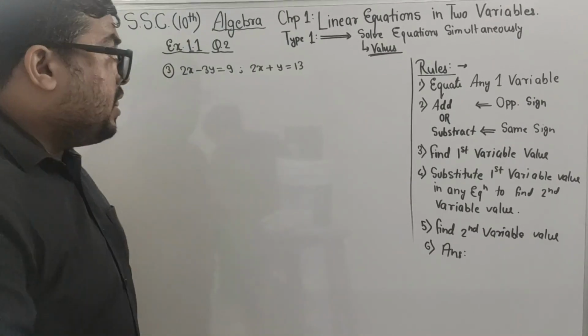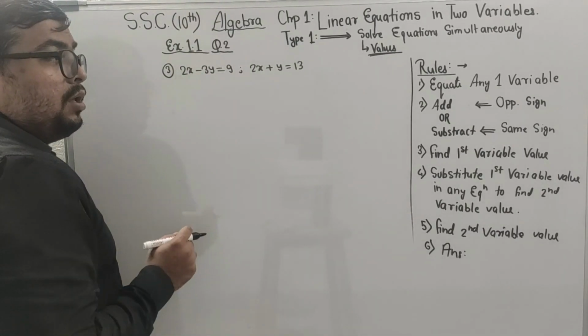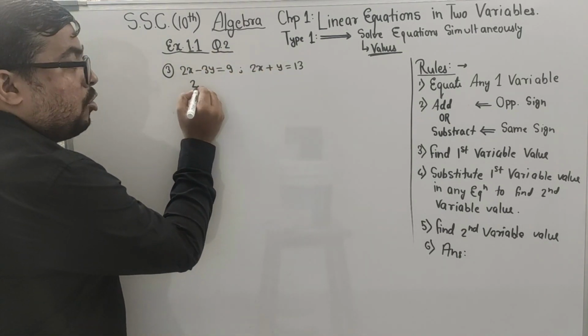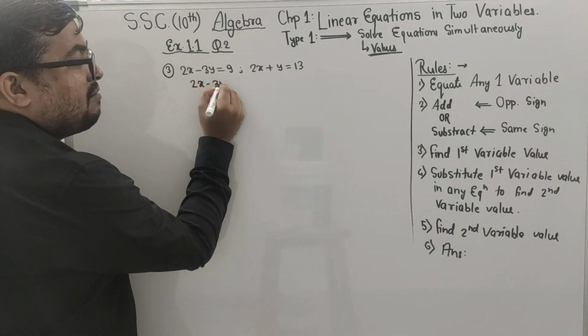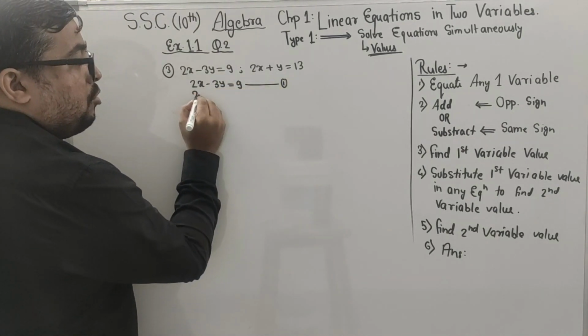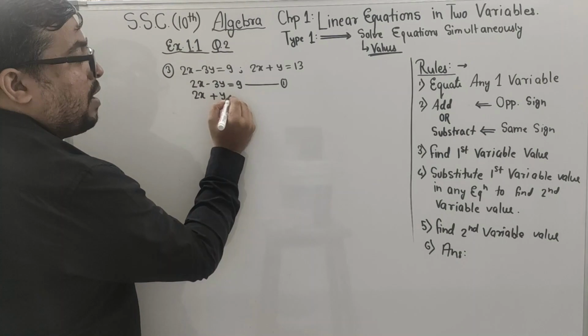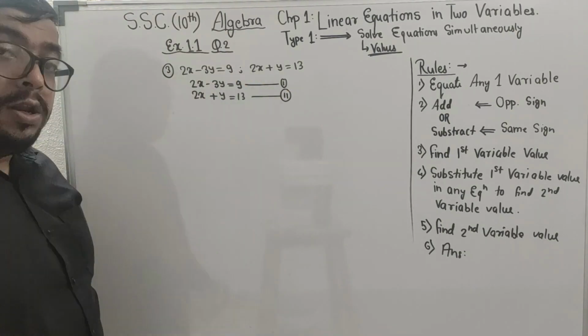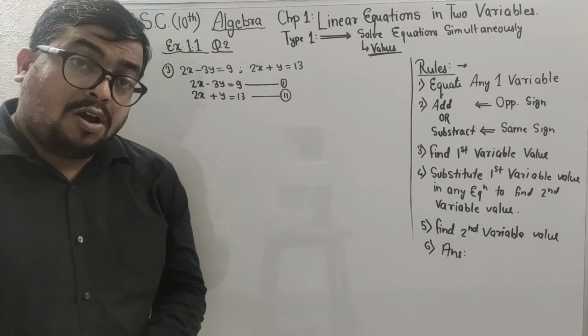So students, now this is your third question. Again, we have to solve this by simultaneous equations. 2x minus 3y is equal to 9, equation number 1. 2x plus y is equal to 13, equation number 2. Now please pay attention, my students.